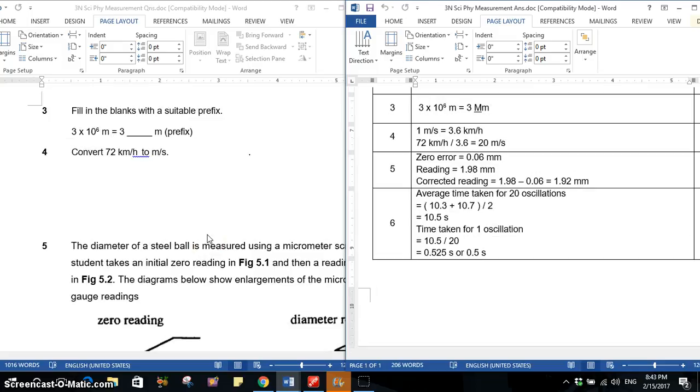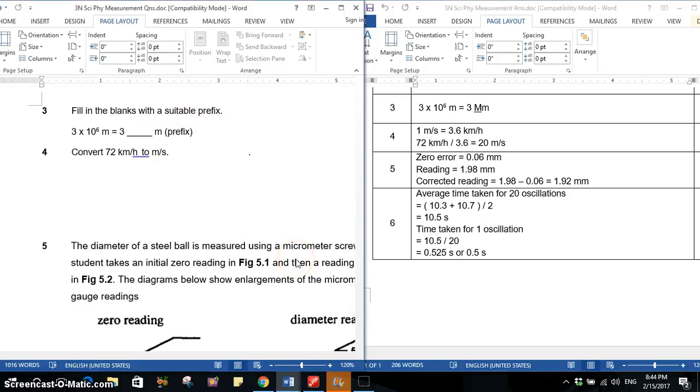For question 3, a few students do not know what exactly this question is asking. They are asking for prefix. Prefix refers to things such as nano, micro, mega, giga. So in this case, we have 10 to the power 6. In this case, it is mega. So you have to leave your answer as capital M. Now, some of you write it as MEGA. We still accept the answer as correct.